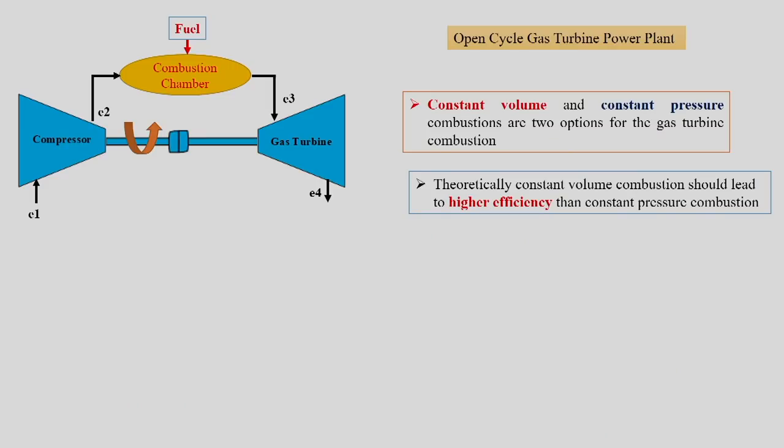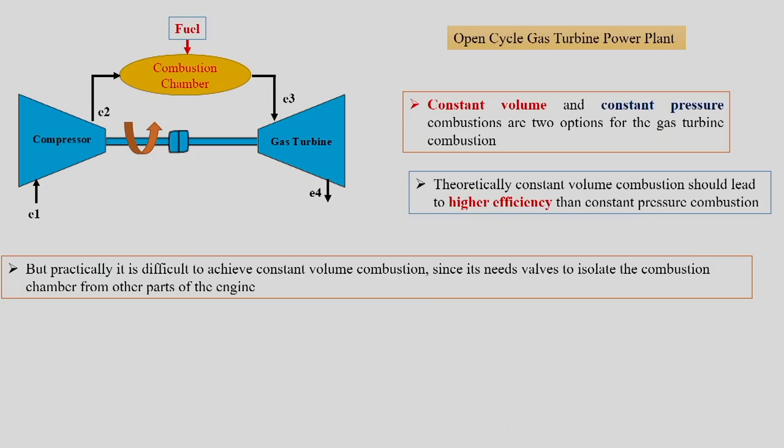Theoretically speaking, if we attempt constant pressure and constant volume combustion, then constant volume combustion would obviously, for the given pressure ranges, lead to higher efficiency in comparison with constant pressure. But there are some problems in achieving constant volume combustion in a machine, in an engine, in a power plant like a gas turbine power plant.